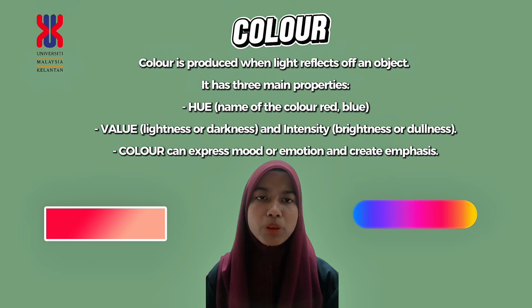Number 2 is color. Color is produced when light reflects off an object. It has 3 main properties. First is hue, the name of the color, like red or blue. Value, lightness or darkness, and intensity, brightness or dullness. Color can express mood or emotion and create impressions.